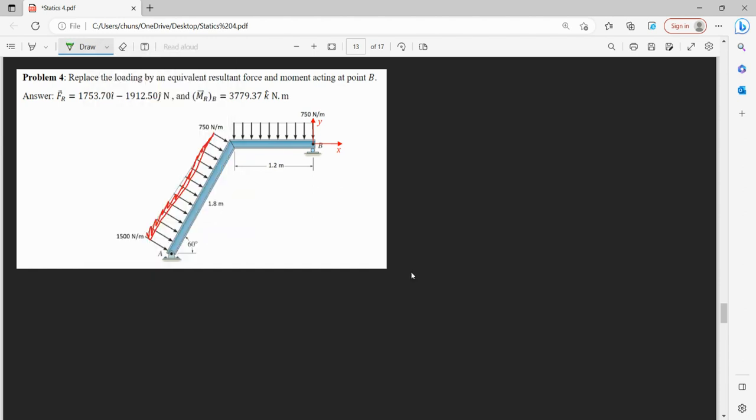So we can start with this one. So we have 750 spanning a distance of 1.2 meters. So that's 1.2 times 750. And that's 900 newtons at a distance of 1.2 divided by 2. And this is 0.6 meters.